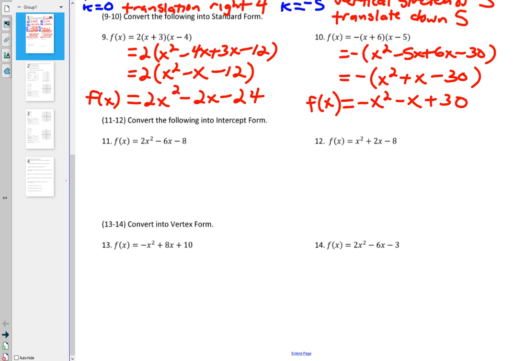Greatest common factor, very good. They all have a 2 in common. I can factor it out, which leaves me x squared minus 3x minus 4.